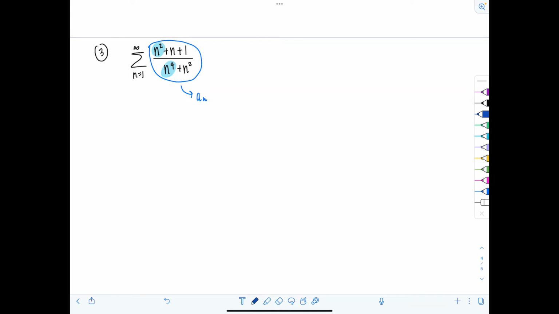So it looks like the numerator is growing based on n squared and the denominator based on n to the 4th. If I simplify that, that's 1 over n squared. So let's let that be Bn. And what do we know about the sum, n equals 1 to infinity of 1 over n squared? It's a p series, yes. P equals 2, which is greater than 1. So this series converges.